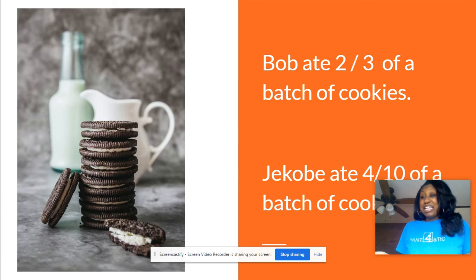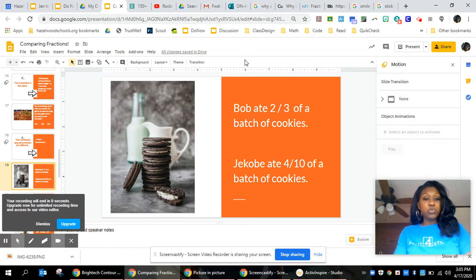And I decided to help them out because I said, guys, we've got different numerators, we've got different denominators, so we need a strategy to try and figure out who ate more cookies to compare your fractions. We should use a benchmark. So we went ahead and we tried to use 1/2 as our benchmark to compare these fractions.